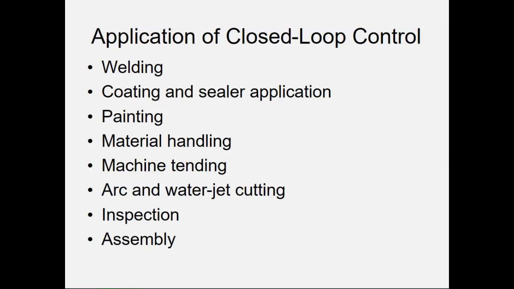Arc and water jet cutting, inspection. Yes, a robot can inspect things. What you do is you put a camera on it, and you set the camera vision systems up to look for certain things here and there, and then once it either finds it or doesn't, it'll send the signal to the computer: inspection complete, this is what I found. And assembly.